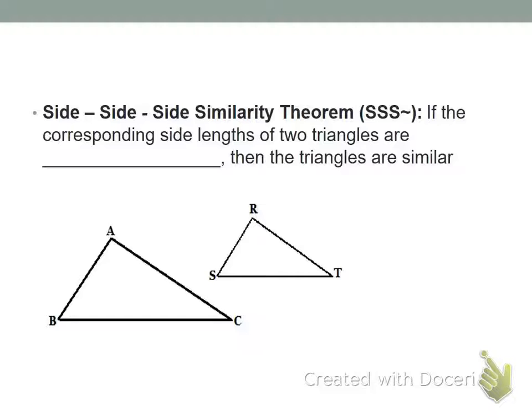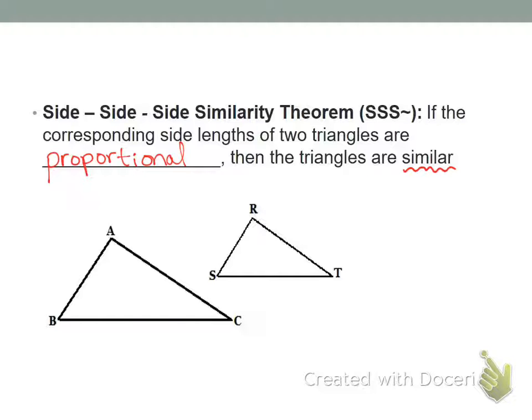Side similarity theorem. Notice the similarity squiggle. If corresponding side lengths of two triangles are proportional, then the triangles are similar. So remember last semester when we saw SSS, all the side lengths were congruent and the triangles were congruent. So these are the words that change. Instead of congruent, we're just looking for proportional. Instead of congruent triangles, we're just showing that they are similar.